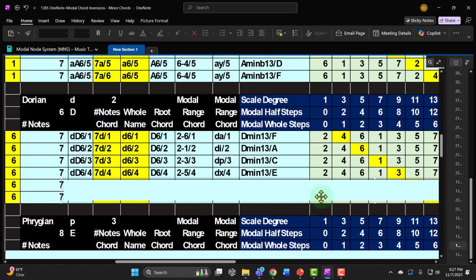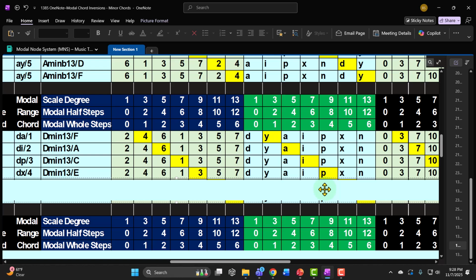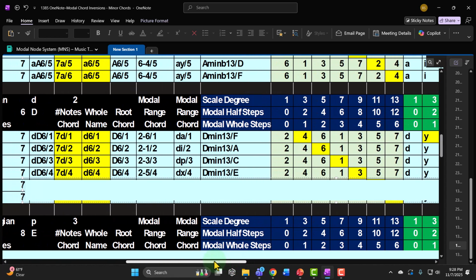So then we have the fourth inversion, which is a D minor 13/E. So if I go 4 notes up, that will be the Lydian node, the Phrygian node, which happens to be an E in the collection of notes around the key of C. I'd rather call it a 7D/4, D6/4, which is a 7-note Dorian 4th inversion, or the Dorian 6-modal whole step 4th inversion, meaning go 4 modal whole steps up and invert, or make that the lowest node, which will be the Phrygian node, nodal point number 3.